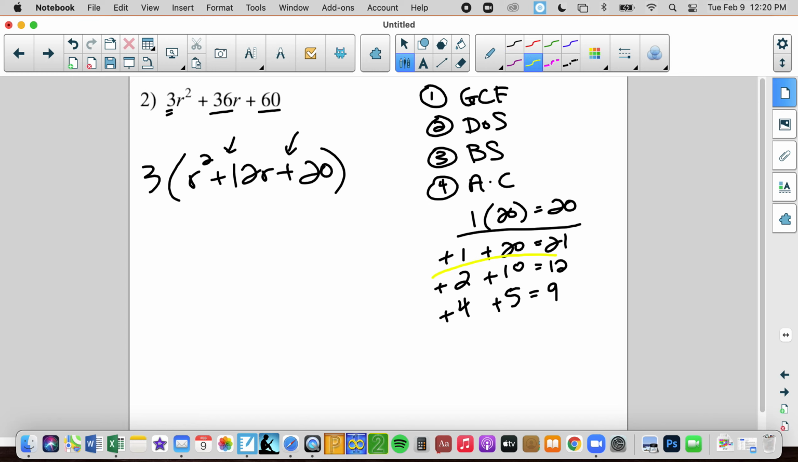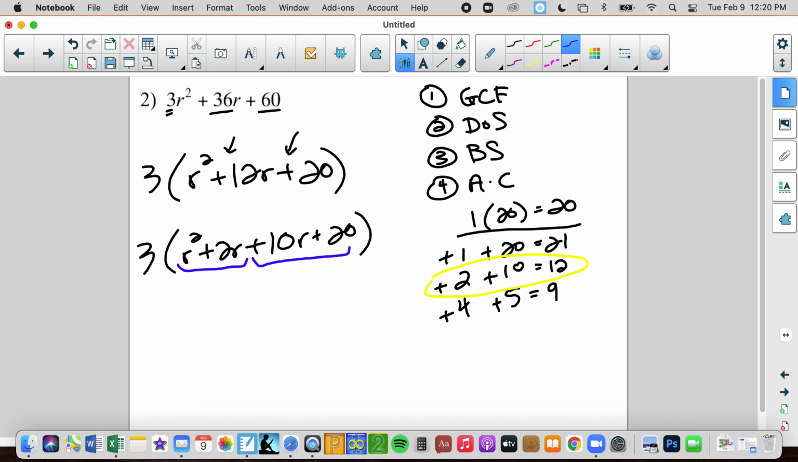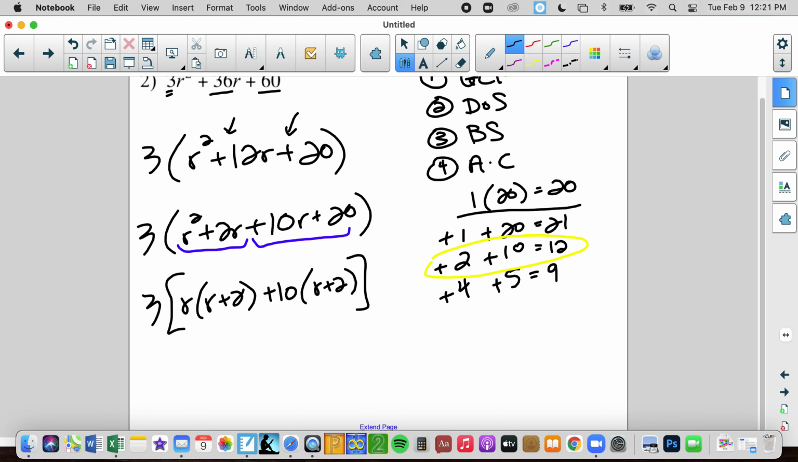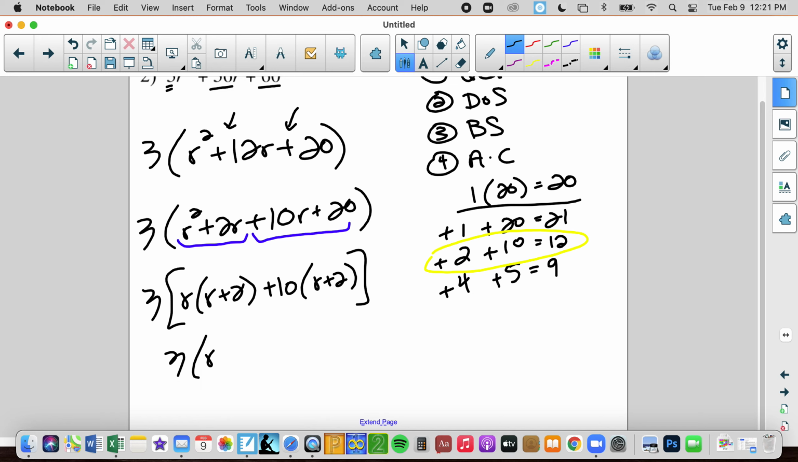My middle is 12, so I'm going to take those 2 terms. I rewrite this trinomial into 4 terms. So I get r squared plus 2r plus 10r plus 20. I'm going to factor by grouping the first 2 and the second 2. I have 3. I'm going to factor out an r from the first 2. I'm going to factor out a 10 from the second 2. And I have my answer as fast as that.